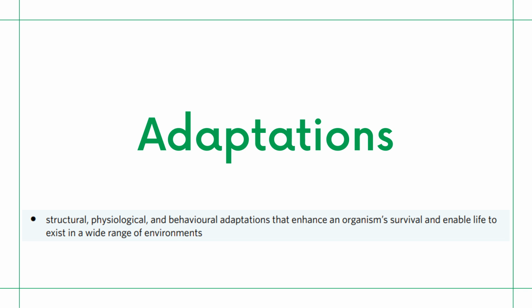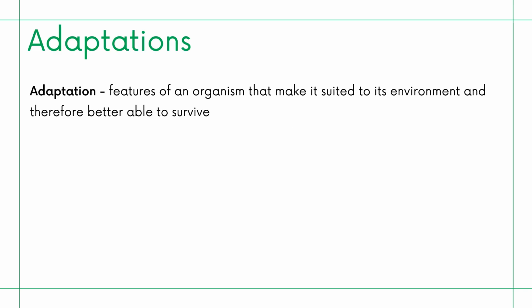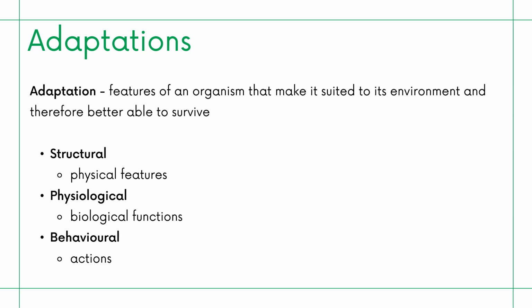So let's get started. Firstly, what is an adaptation? Well, it is a feature of an organism that makes it suited to its environment and therefore better able to survive in that environment. There are three types of adaptations that you need to know and be able to identify in different organisms. So you need to be able to identify structural adaptations, so that's the physical features of an organism, whether that be an animal or a plant. The physiological adaptation, so any sort of biological function, again in an animal or a plant, and behavioral adaptation, so those are the actions of animals. Right, so plants don't have behaviors, it's just animals that will have behavioral adaptations.